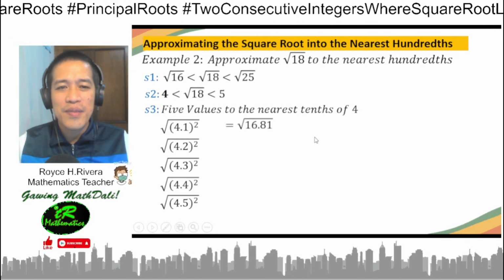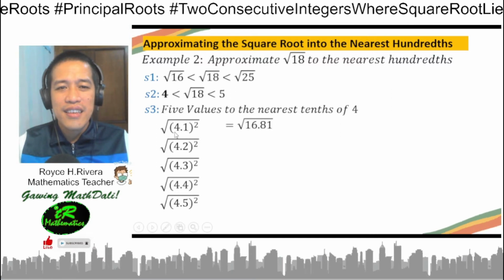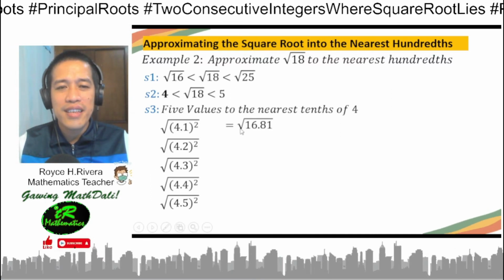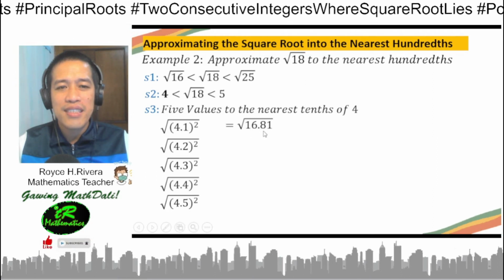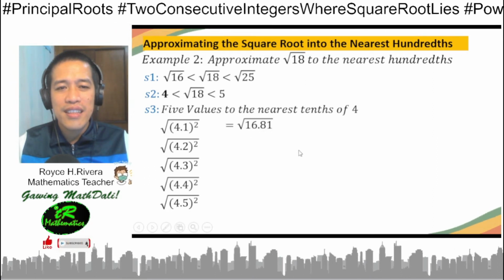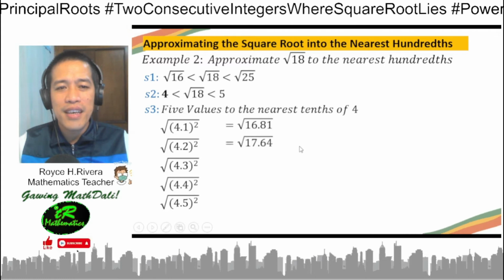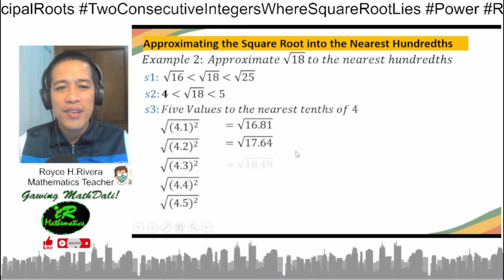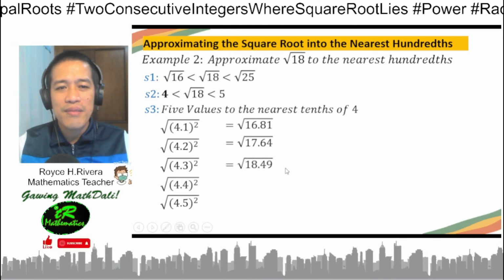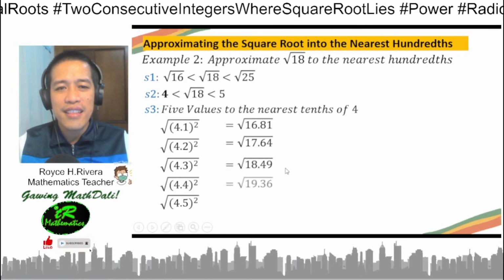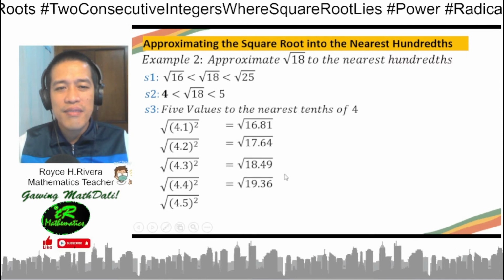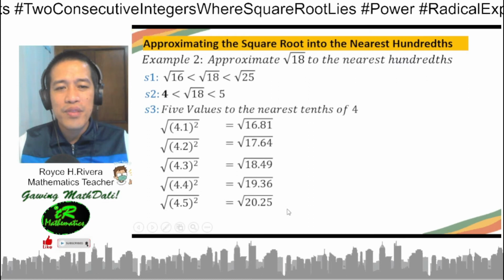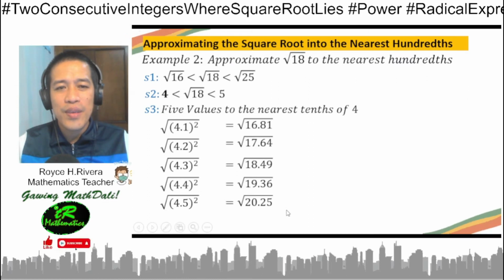Evaluating each, we will get the square root of 4.1 quantity squared is the square root of 16.81. Then it will be followed by the square root of 17.64, the square root of 18.49, the square root of 19.36, and the square root of 20.25.